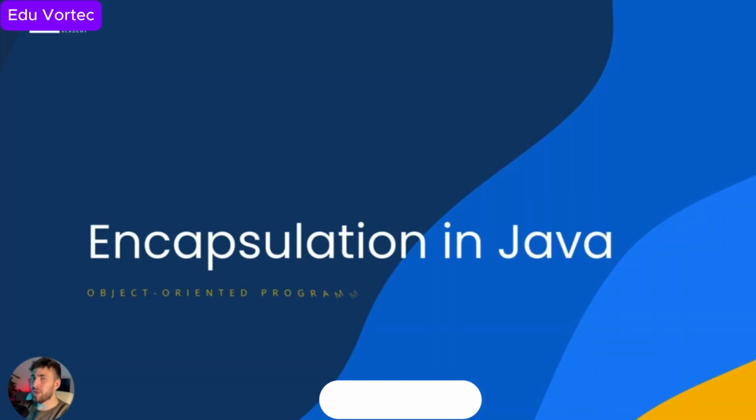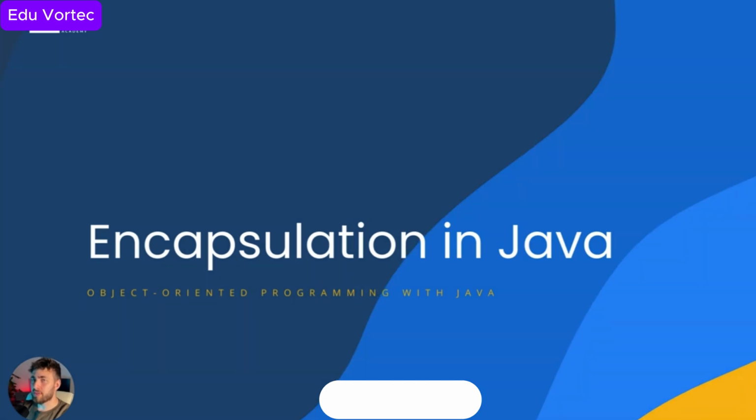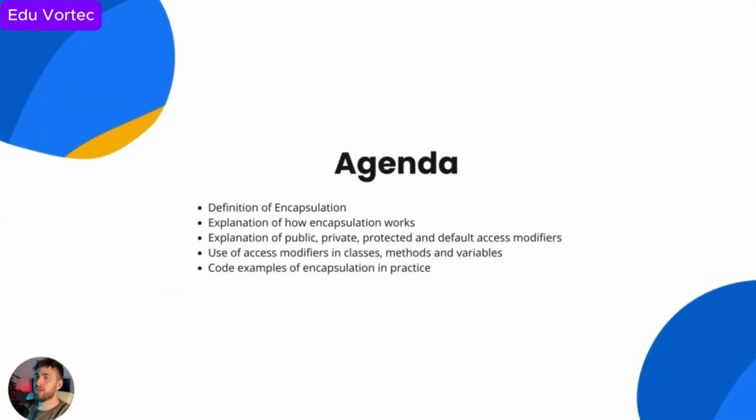Hi, and welcome to the lesson where we'll be discussing encapsulation, one of the four fundamental principles of object-oriented programming. During this lesson, we will discuss the following topics: the definition of encapsulation, explanation of how encapsulation works, explanation of public, private, protected, and default access modifiers, use of access modifiers in classes, methods, and variables, and we'll also see some code examples of encapsulation in practice.